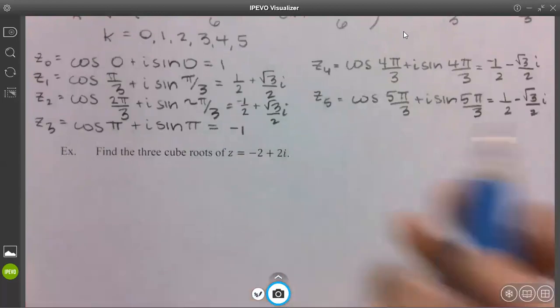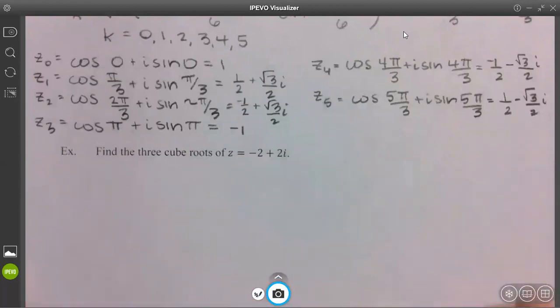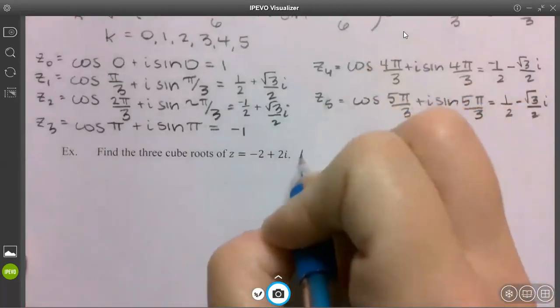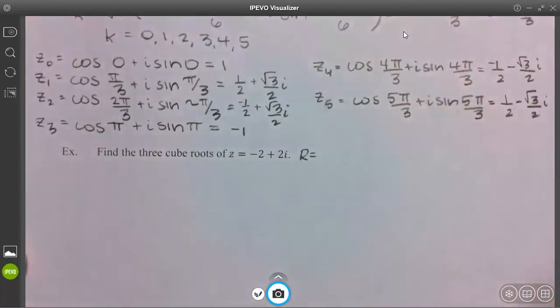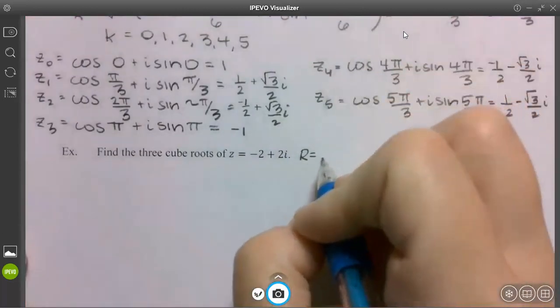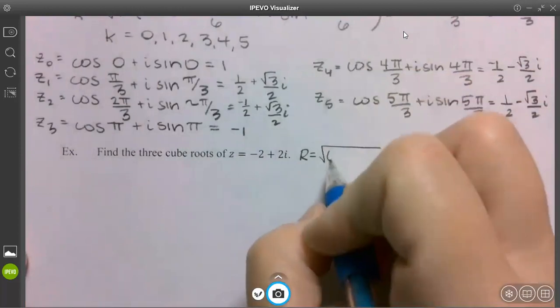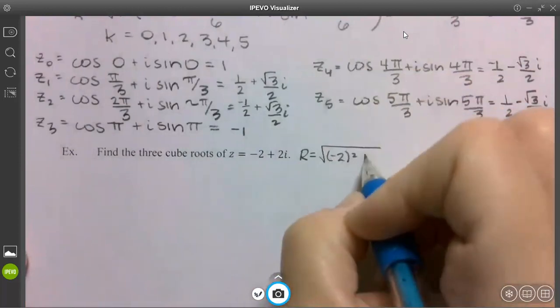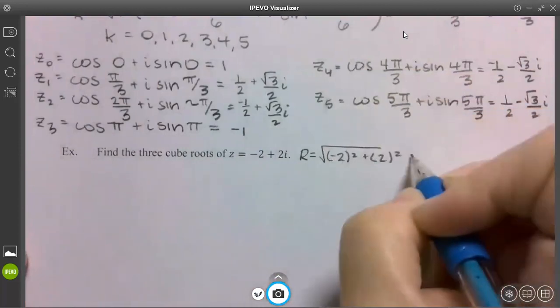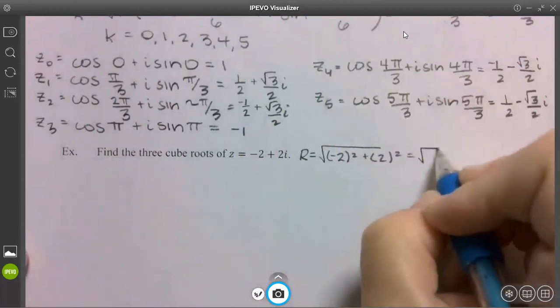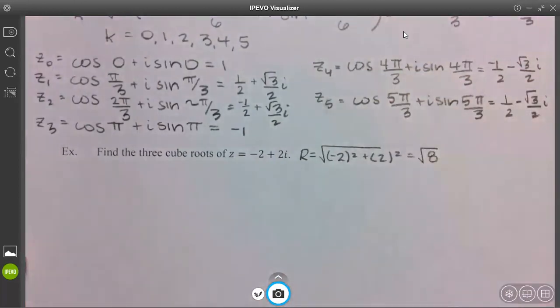So find the 3 cube roots of z equals negative 2 plus 2i. So the first thing that we're going to do is figure out what our r is, because now we have a negative 2 plus 2i. There's no point in putting it in the z form just yet. We've got to get that r first. So remember, we do the square root of negative 2 squared plus 2 squared, which gives us the square root of 8.